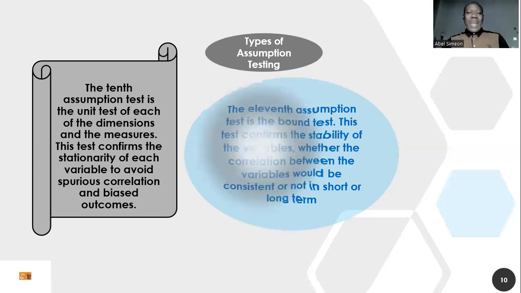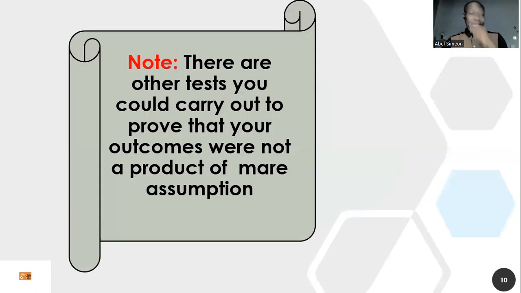I want you to take note of something now. Note, please, that there are other tests you could carry out to prove that your outcomes were not a product of mere assumption. There are other ones, aside from the 11 I've given to you. And it's not compulsory that you put all the 11, but the more assumption tests you put, the more proofs, the more acceptable your work is.